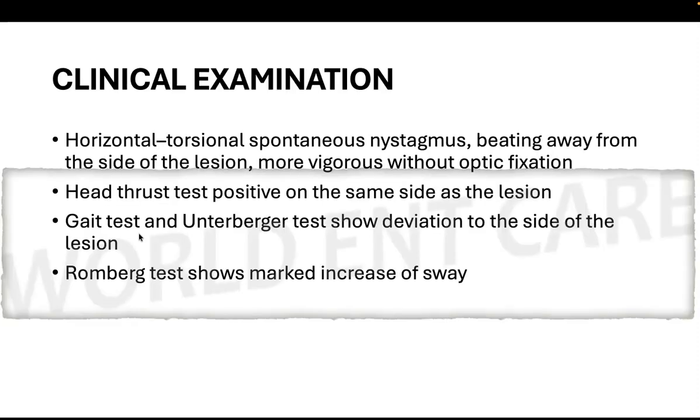Then comes the clinical examination. So, horizontal, torsional, spontaneous nystagmus beating away from the side of the lesion, more vigorous without optic fixation. Okay, this is how the nystagmus will be. The head thrust test will be positive on the same side as the lesion. Okay, these 3-4 points are important here. The first 2 points are very much suggestive of a peripheral vestibular lesion. And the gait test and Unterberger test show deviation to the side of the lesion. Romberg's test shows a marked increase of sway.